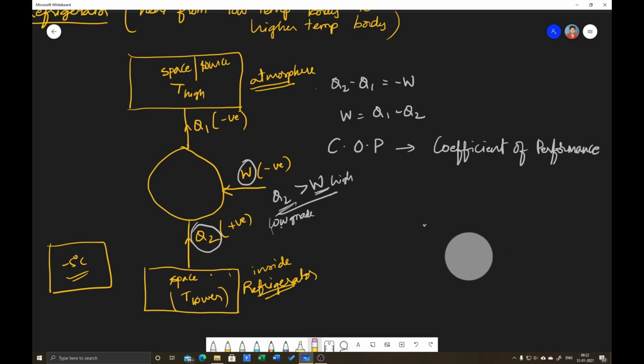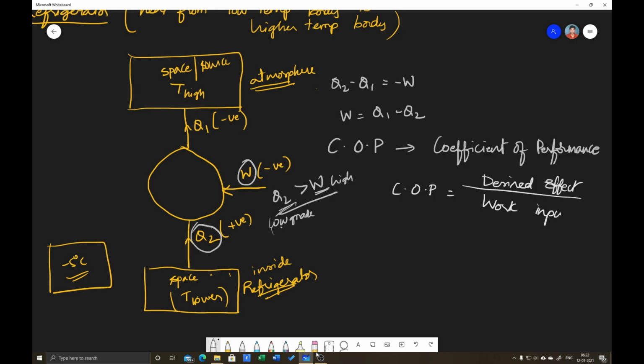So COP is equal to desired effect by work input. So here the desired effect is Q2, and work input is W. Since W is equal to Q1 minus Q2, COP is Q2 by Q1 minus Q2. This is the formula for the COP of a refrigerator.